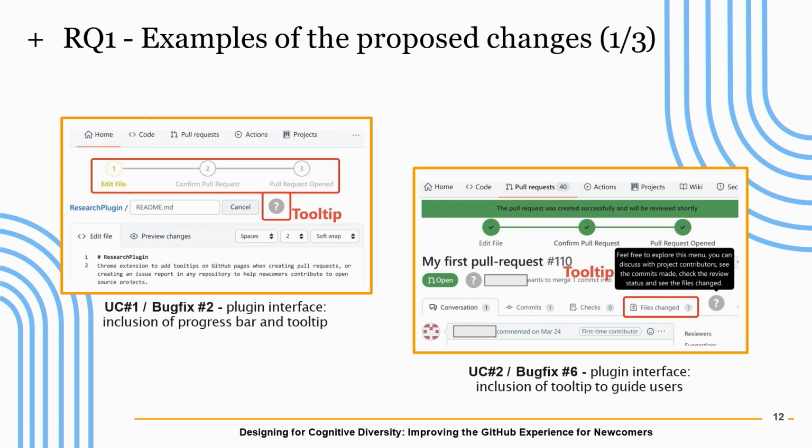So first the user edits the file and proposes a pull request, but then after that, the user didn't know if he made the change or not. In this second use case, with this tooltip, he could see, okay, now I can see the file that I changed when I submitted the pull request in the previous use case.